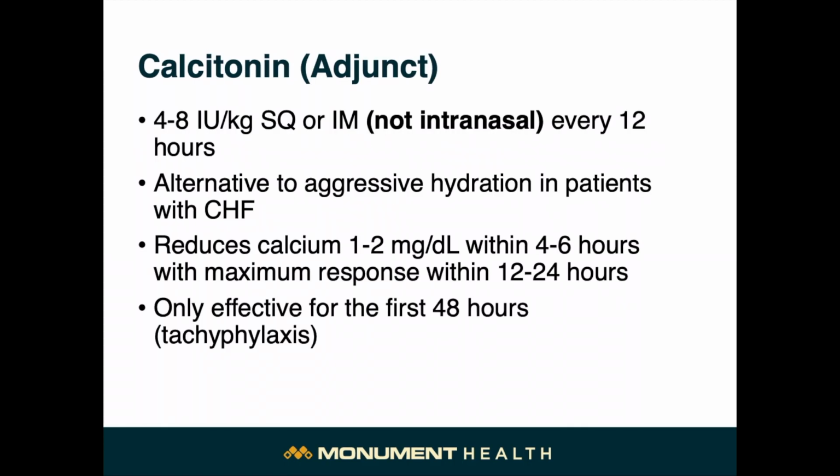Calcitonin is also another agent that we can use as adjunct. This can be dosed anywhere from 4 to 8 international units per kilogram, either sub-Q or IM, but not intranasally. And this can be dosed every 12 hours. We can use this as an alternative to aggressive hydration, especially in patients who are not appropriate for fluid or excess amounts of fluid, such as those with CHF.